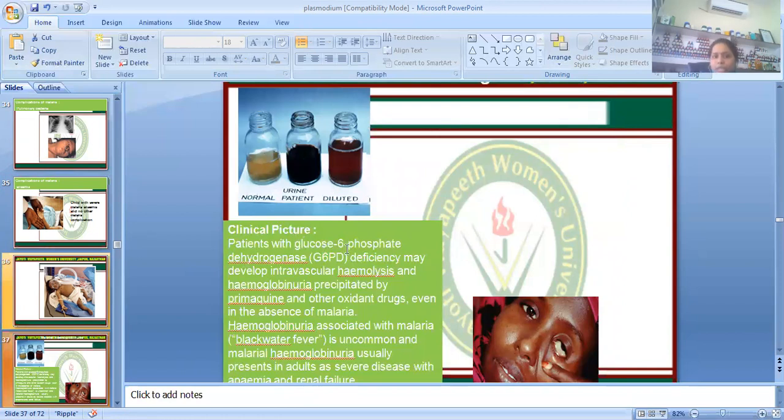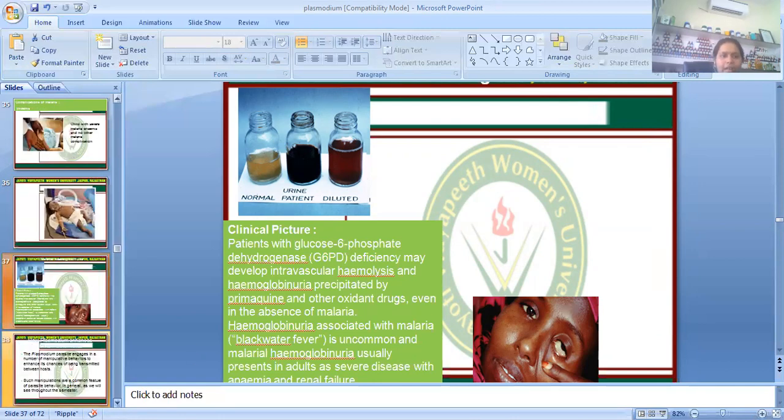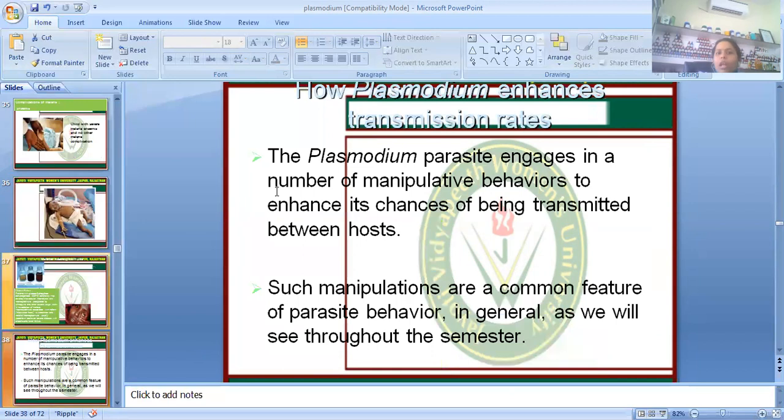Patients with glucose 6 phosphate deficiency, G6PD deficiency, may develop intravascular hemolysis and hemoglobinuria precipitated by quinine and other oxidant drugs, even in the absence of malaria, because glucose 6 phosphate deficiency will protect the patient from malaria. I will show you some mutations which are preventive for malaria.